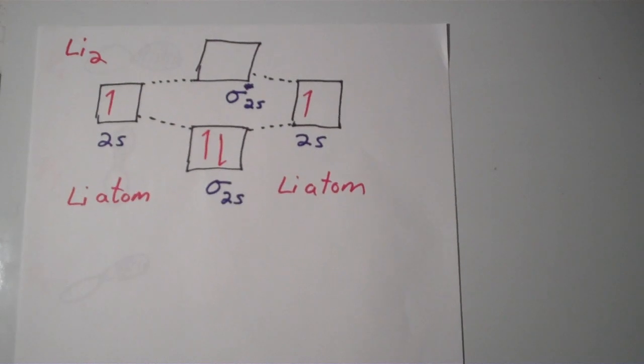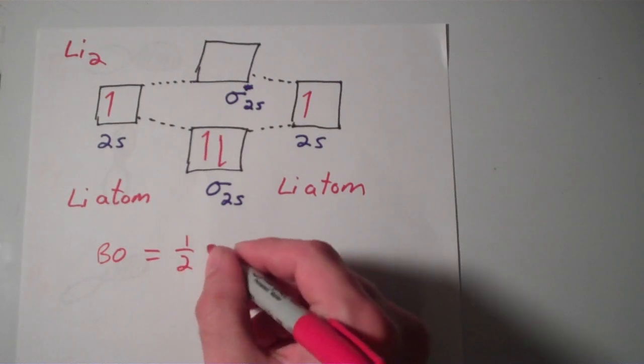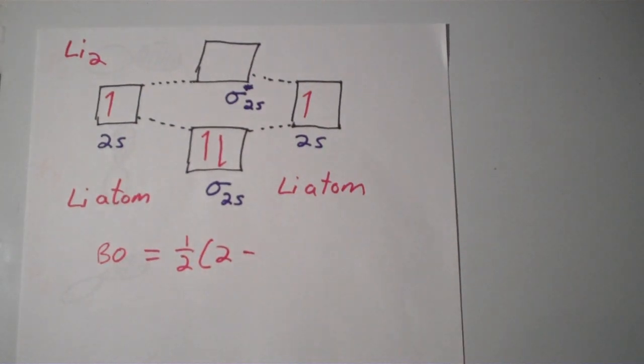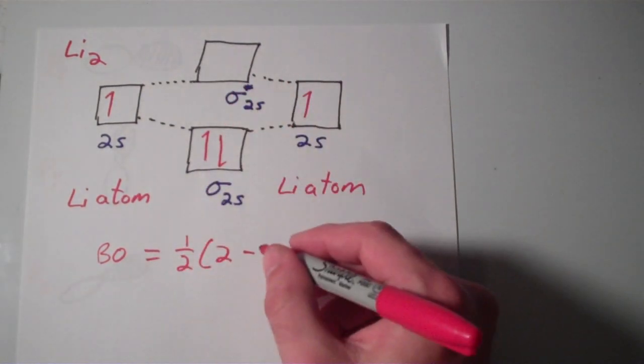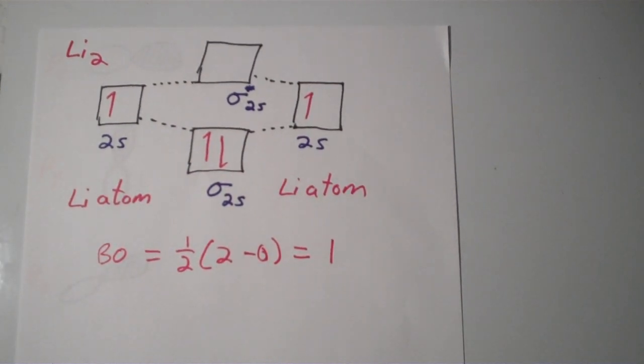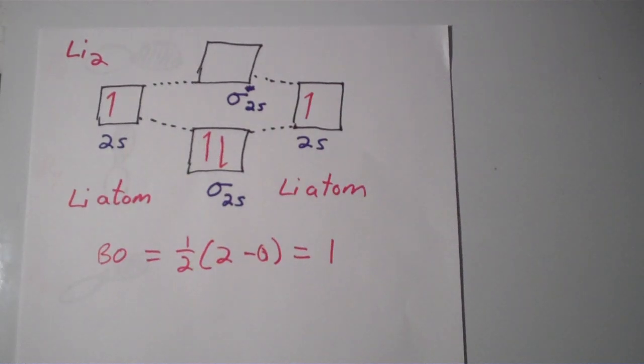If we calculate the bond order, it would be 1/2 times the number of electrons in the bonding MO, which is 2, minus the number of electrons in the anti-bonding MO, which is 0. 1/2 of 2 minus 0 equals 1. So we have a positive bond order, which means the diatomic lithium molecule should be stable. And it actually is. Normally, in lithium metal, lithium exists as single lithium atoms. But in the gas phase, it exists as these Li2 molecules, just because of molecular orbital theory.